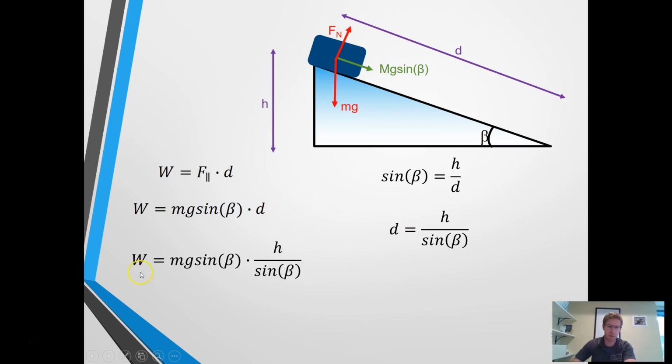And what we find is that the work then is mg sine beta times h over sine beta. Oh, wait a second. Sine beta on top, sine beta on bottom, those can cancel out. And guess what we find? That the work done is just equal to mass of the package times gravity times the vertical height that it moves. What? So this box-worthy answer does not even depend on the angle of the ramp whatsoever.